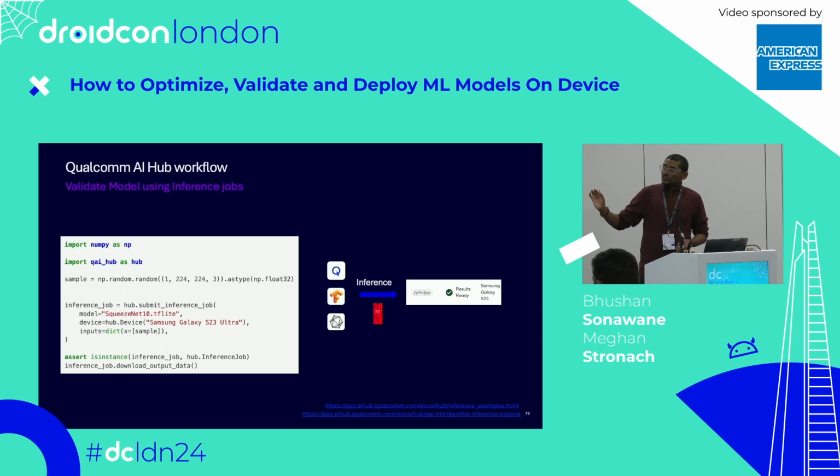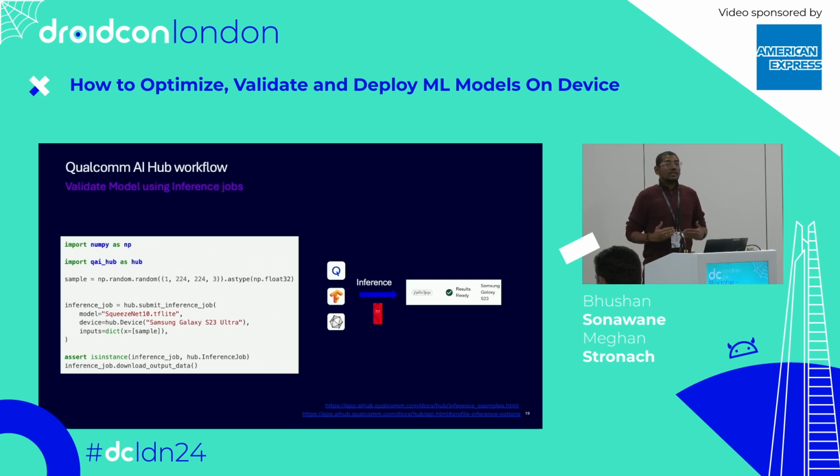Once the inference job is done, you can download the output data using a Python API. For example, inference job.download output data. Now, you can use this data and compare your model against your original PyTorch Float32 model. We haven't done any metric calculation on the AI Hub because each metric is very different.